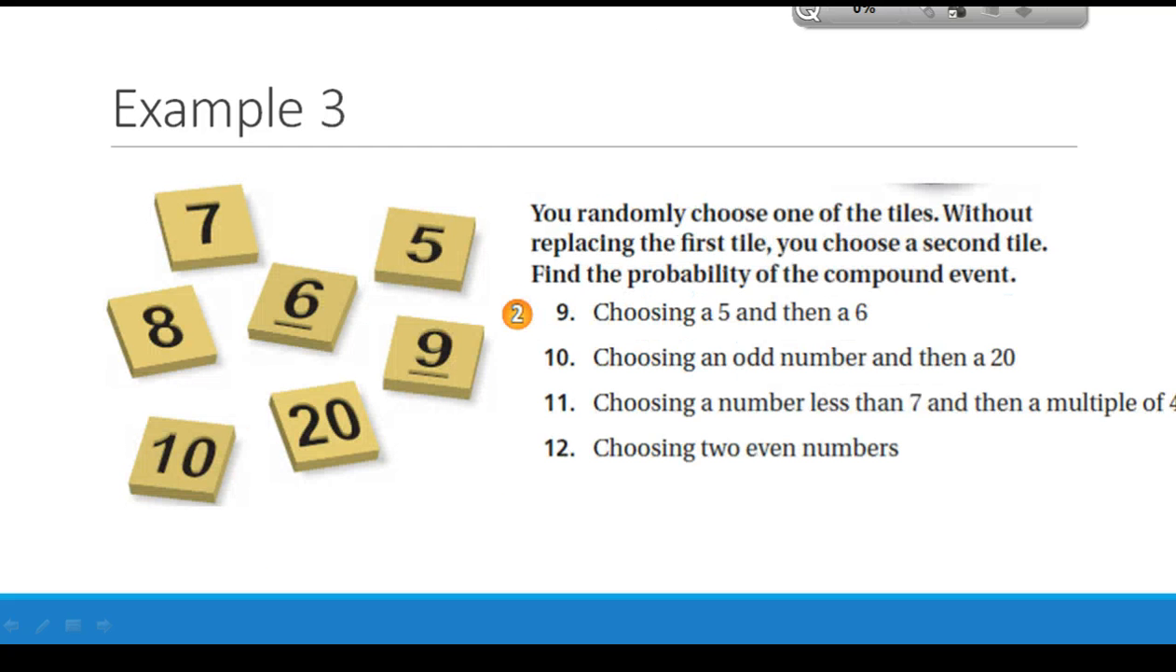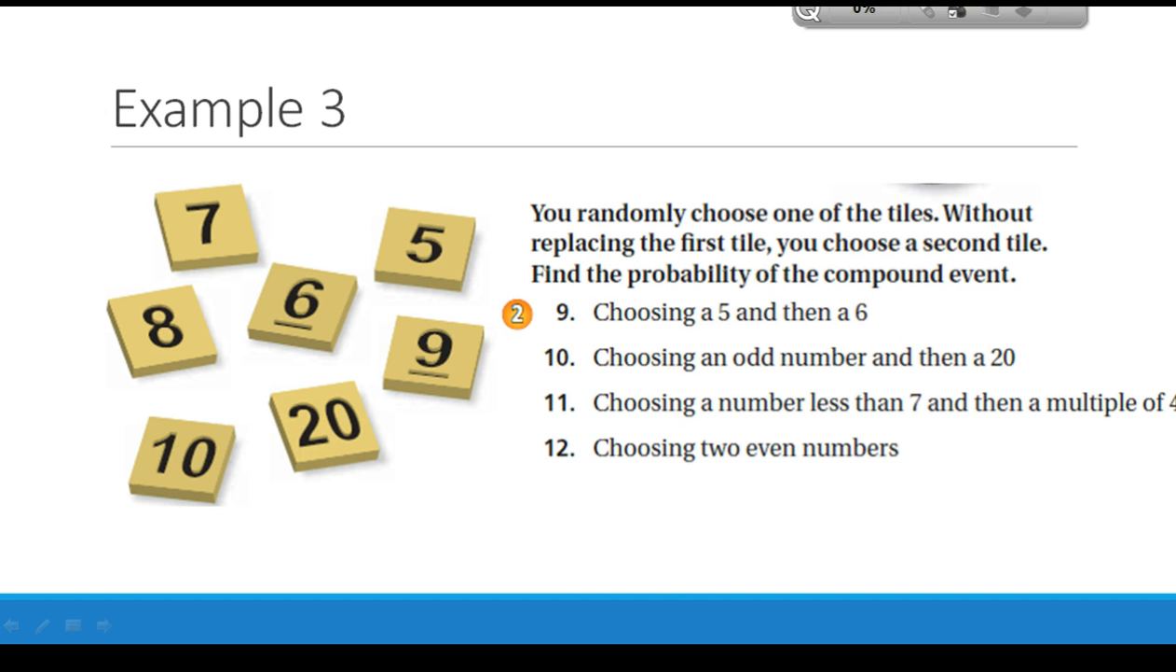Okay, so this one's a little harder. We're not going to actually draw the tree diagram out for this, but let's talk about whether this is an independent or a dependent event first of all. So randomly we're going to choose a tile. So how many tiles are there? 1, 2, 3, 4, 5, 6, 7. So there are 7 tiles.